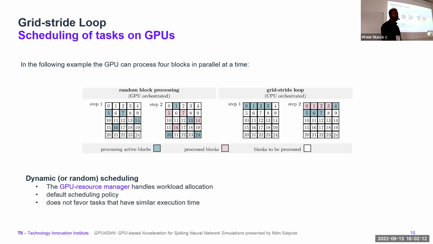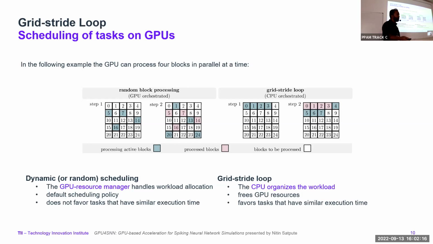So in dynamic scheduling, the GPU controls everything. In a grid stride loop, the CPU is controlling. In a way, the programmer is controlling it, basically.